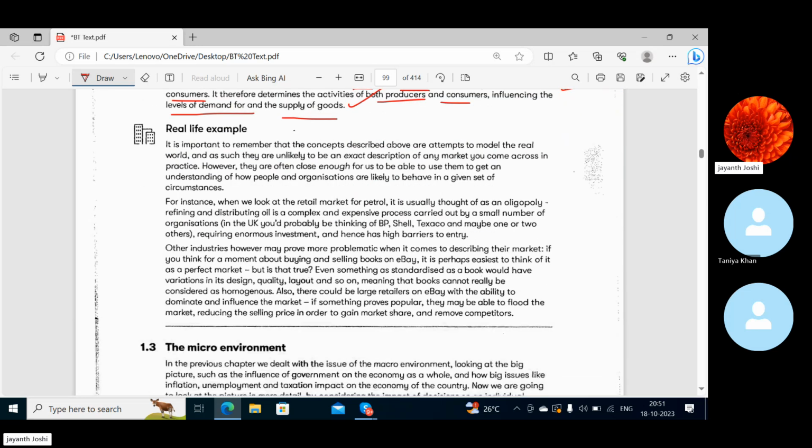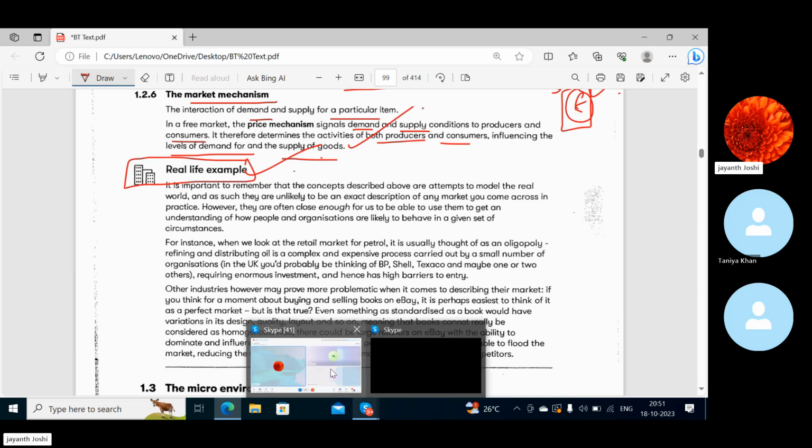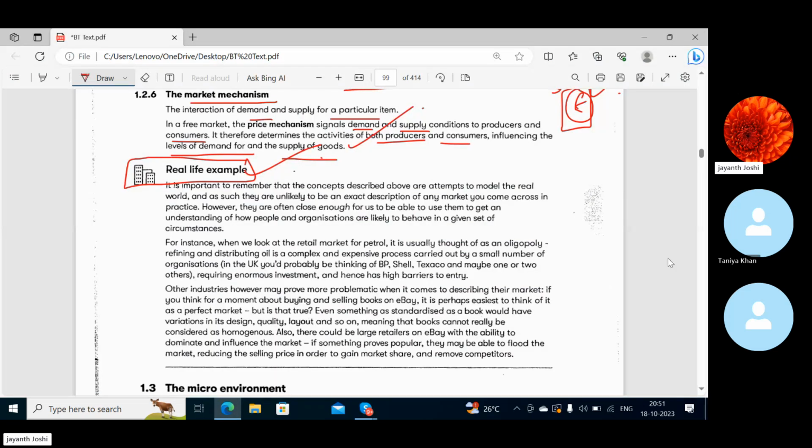Just read this real life example. I want this to be explained by Tanya. Please read this. I'm waiting. Can you hear me? Hello? Yes, sir. Yes. Okay. Please go through this.